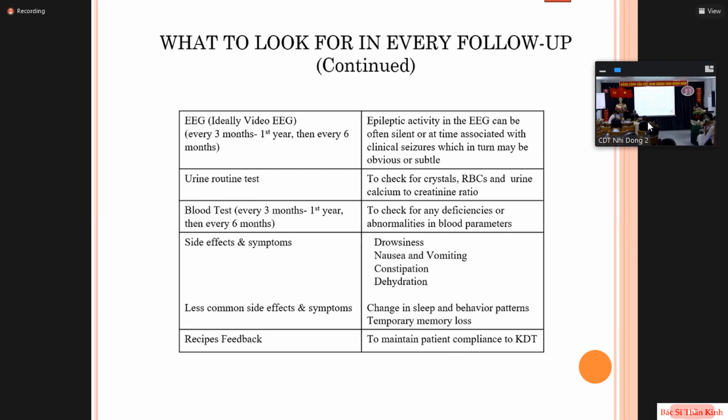We also check for side effects and symptoms like drowsiness, nausea and vomiting, constipation or dehydration, and we treat them with appropriate medications. We have also seen certain less common side effects like changes in sleep and behavior patterns, temporary memory loss when there is increased seizure frequency. And once the ketones are optimal and the seizure frequency goes down, then all these symptoms also subside. Last, we also get the recipes feedback. This is to maintain the patient compliance to the ketogenic diet.